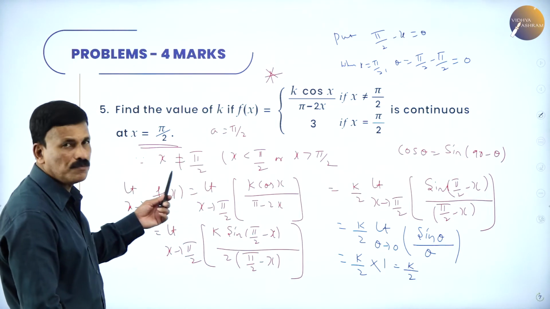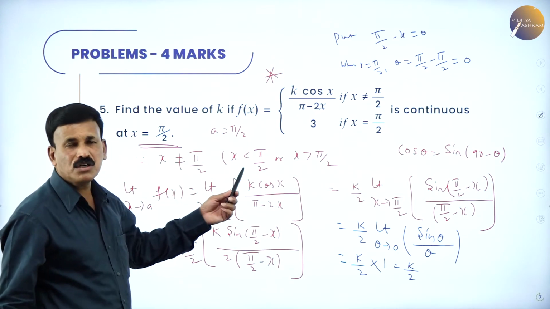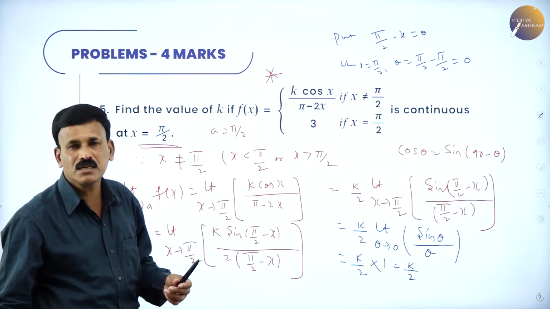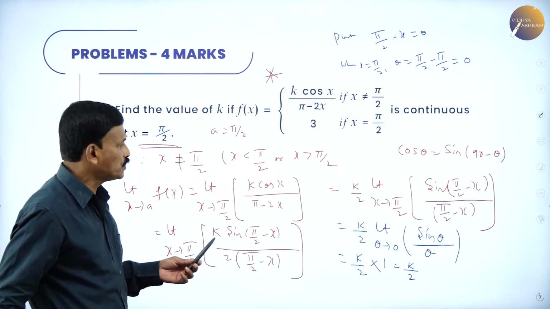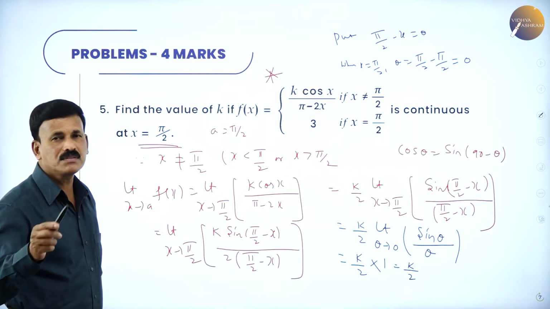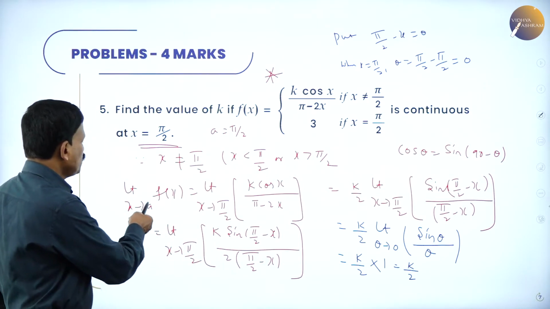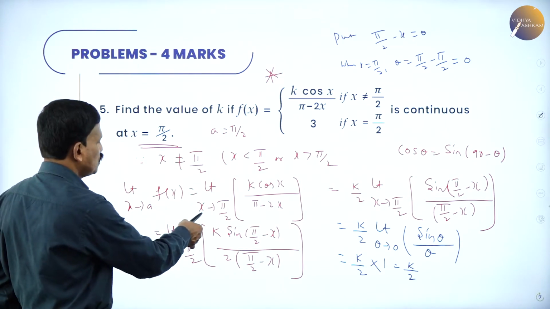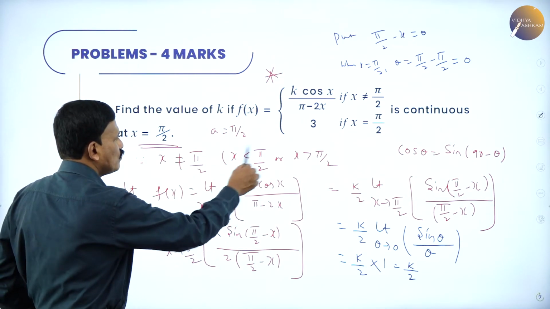Listen to me, this is a very important problem. When x is not equal to pi by 2, in the sense x is less than pi by 2 or greater than pi by 2, therefore both left hand limit as well as right hand limit are the same. Limit x tends to a of f of x is equal to limit x tends to pi by 2 of, what is f of x?